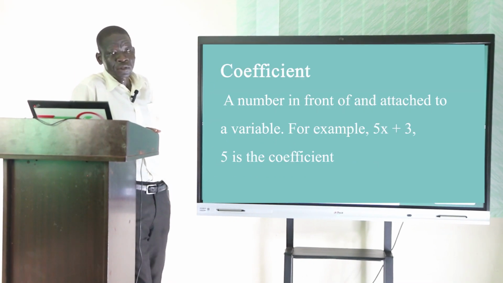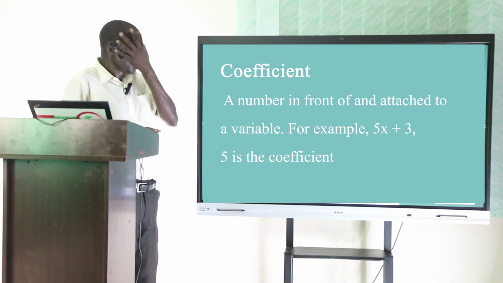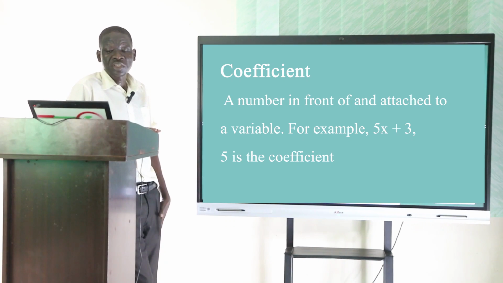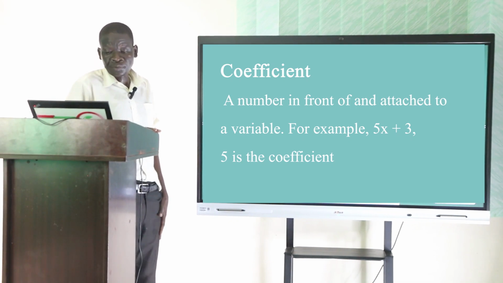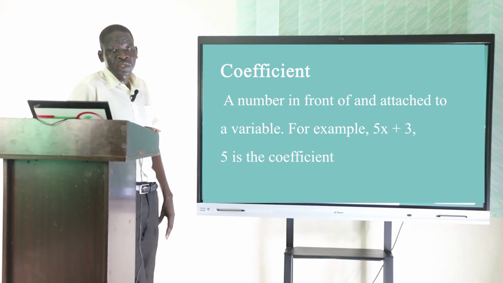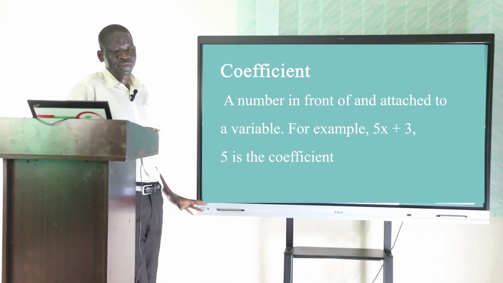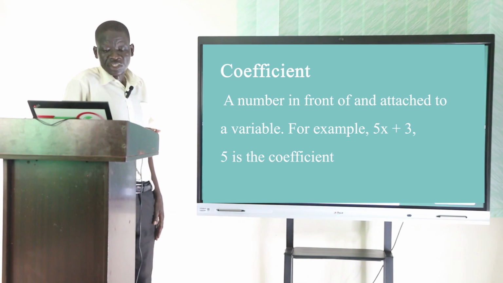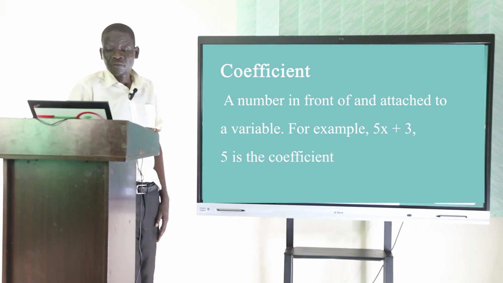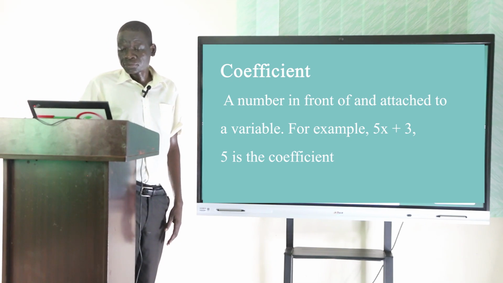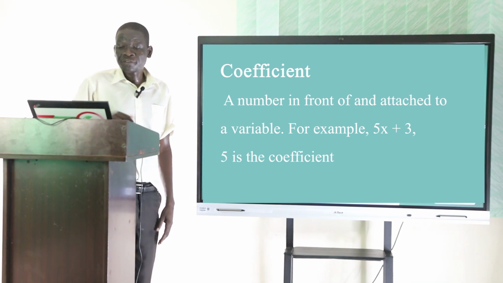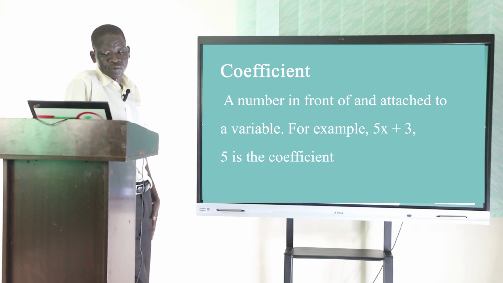Then we also have what we call a coefficient. The coefficient is a number which is in front, and it is attached to a variable. Any number that is written in front of a variable is a coefficient. For example, if I write 5x plus 3, there, the 5 is what we call the coefficient.